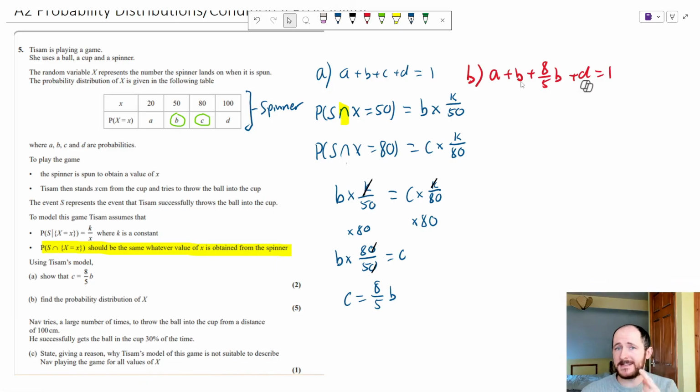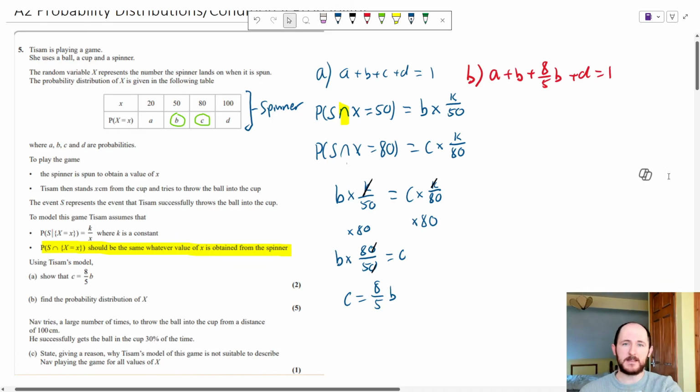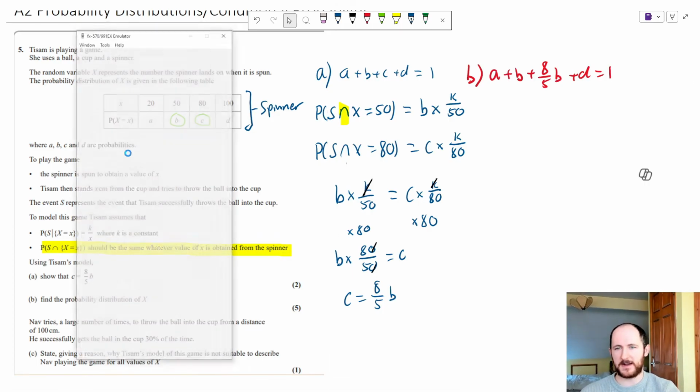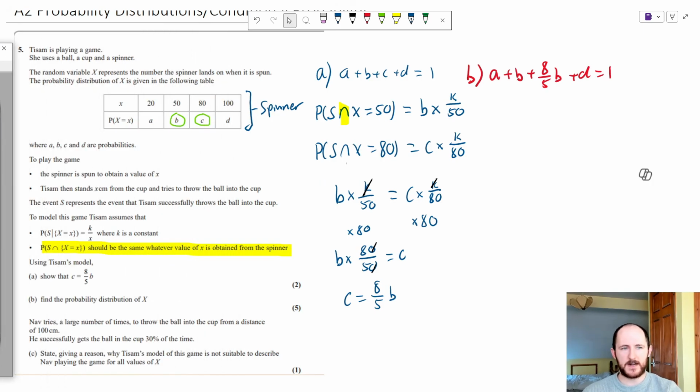So what if we repeated the process for A and D to get everything in terms of B? And if everything's in terms of B, when we know what B is, we can sub it in to find everything else. Because we know that C is 8/5 of B. And we'll know that A is something to do with B and D is something to do with B as well. So just in preparation, I'm going to open up my calculator because I don't want to work out fractions.